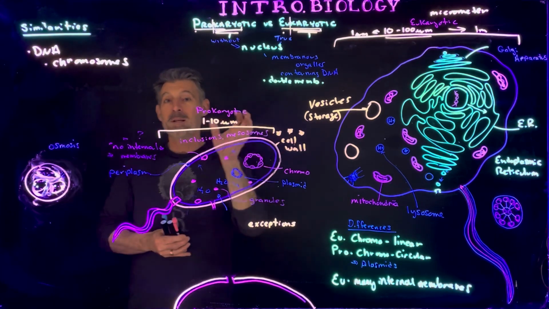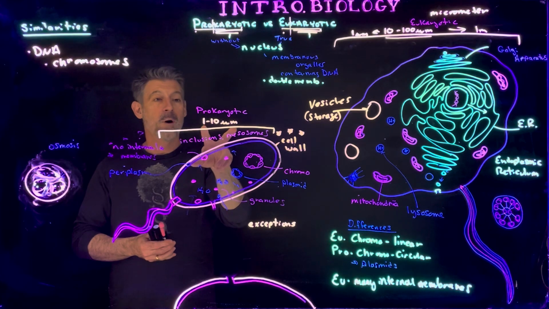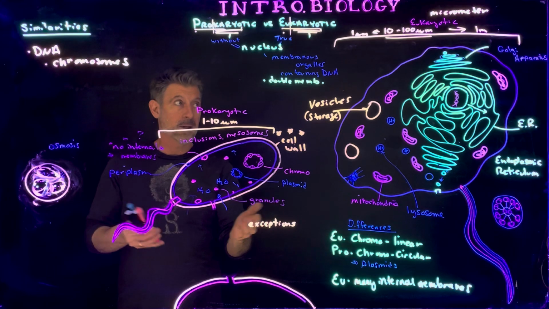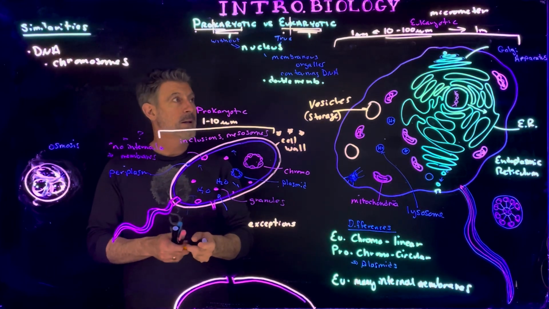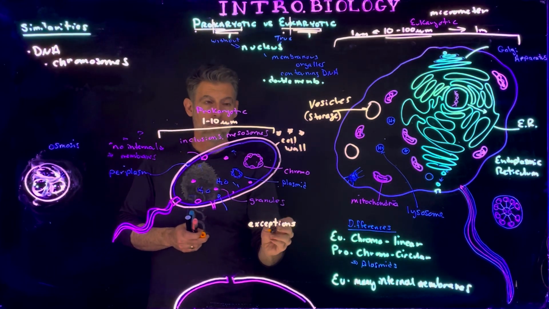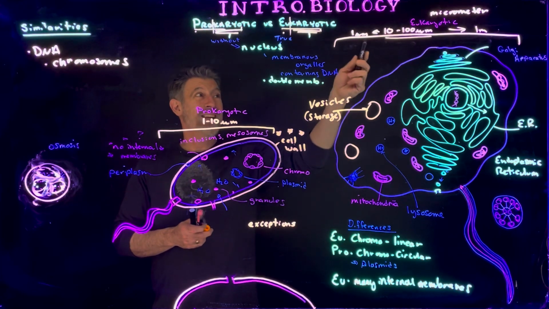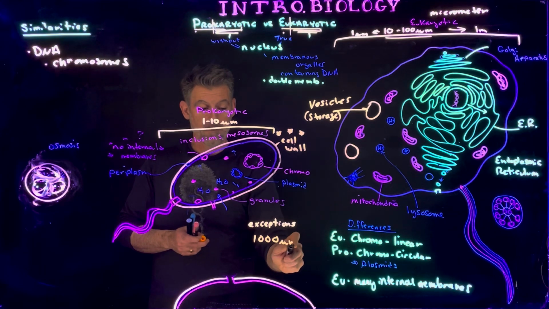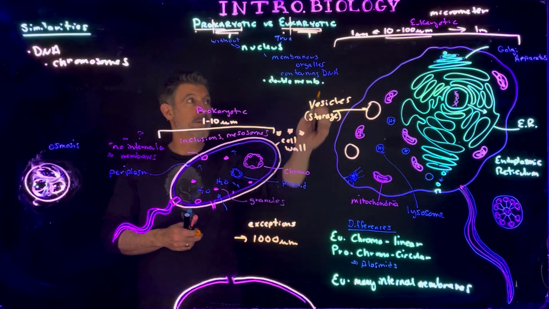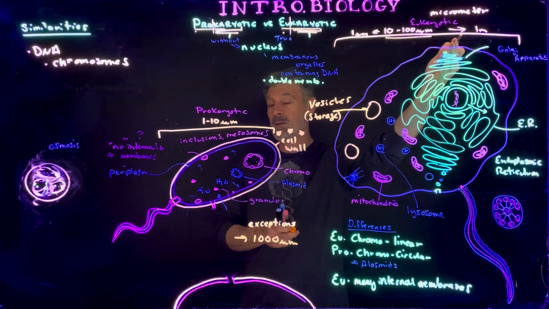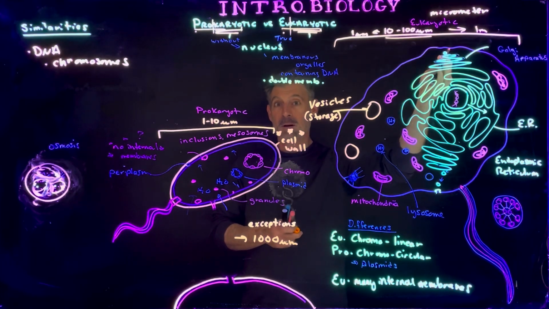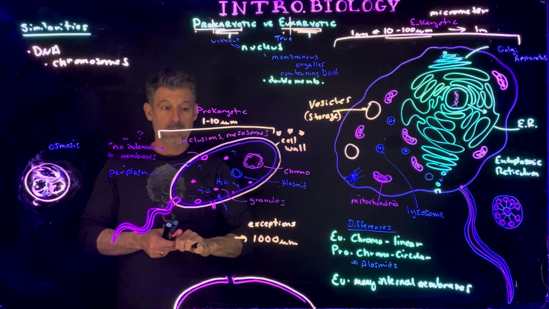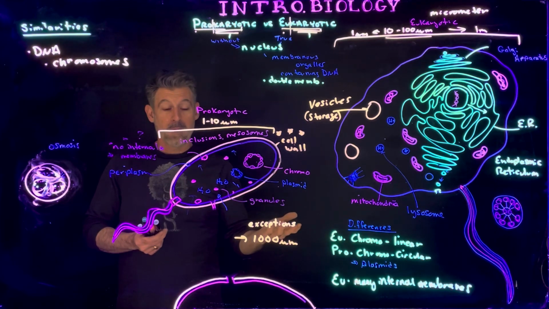Prokaryotic cells tend to be small. So in their size range, we have 1 to 10 micrometers. Now, there are exceptions. There is a bacterial cell that is about a millimeter, right? So that's 1,000 micrometers for a bacterial cell. You can see that's well outside the range of the average eukaryotic cell. That's actually 10 times bigger than the average eukaryotic cell, and it's still a prokaryotic or bacterial cell.